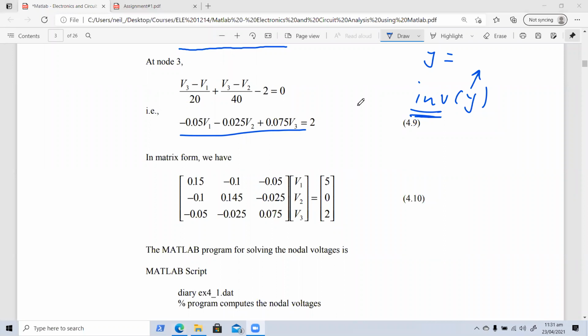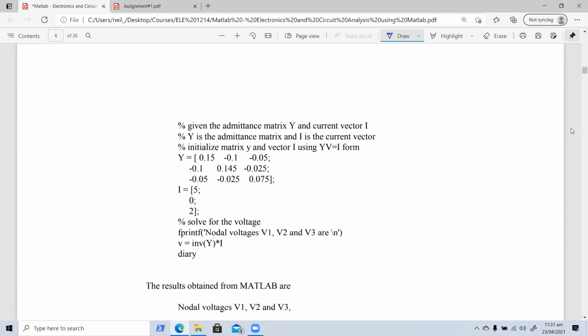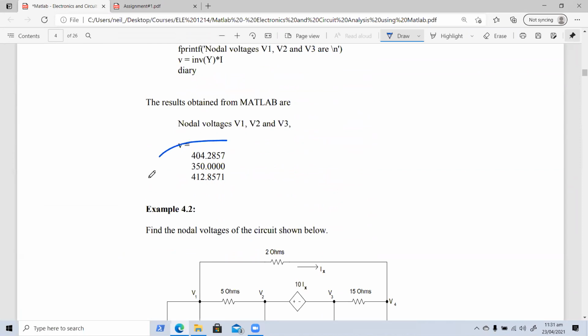All right. Anyone got any answers for me? I got something here. What answers you got? V1 is 404.29. V2 is 350.00. V3 is 412.86. Okay, good. Yeah, that's all right. Okay, did anyone not get these answers? So everyone got these, right?